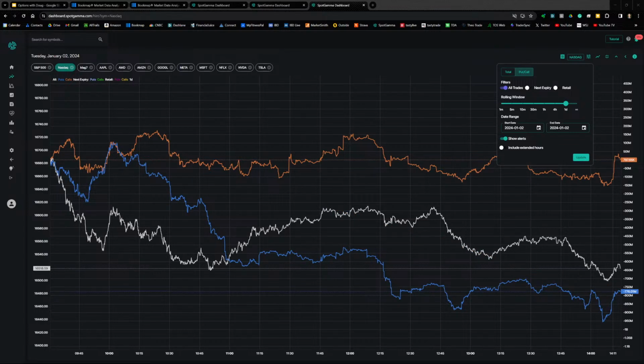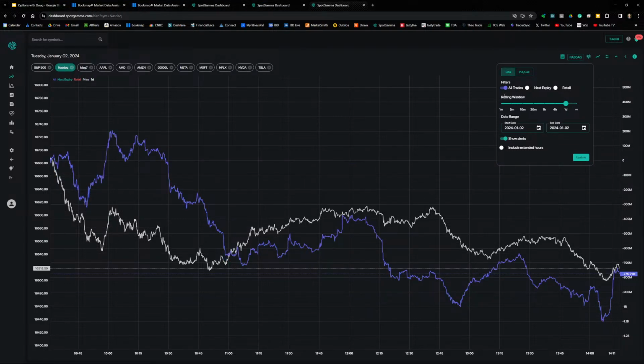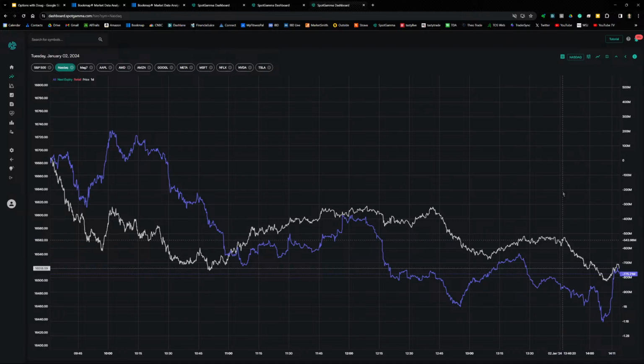So puts in charge for NASDAQ today, and up until about 12:45, calls were in charge. Call buyers in charge for the S&P 500, put buyers in charge for the NASDAQ.